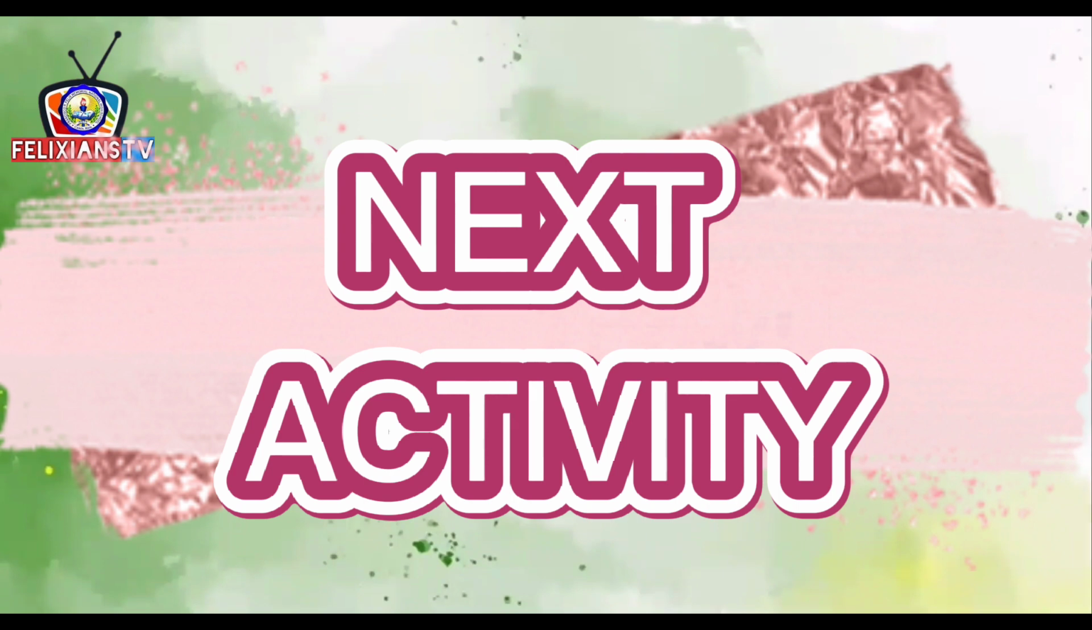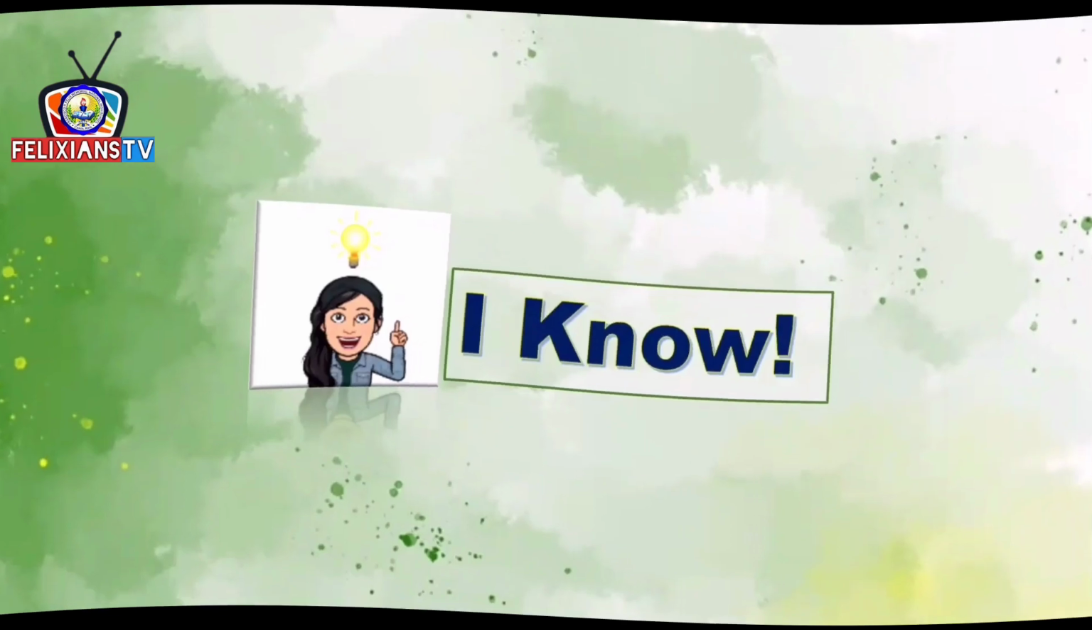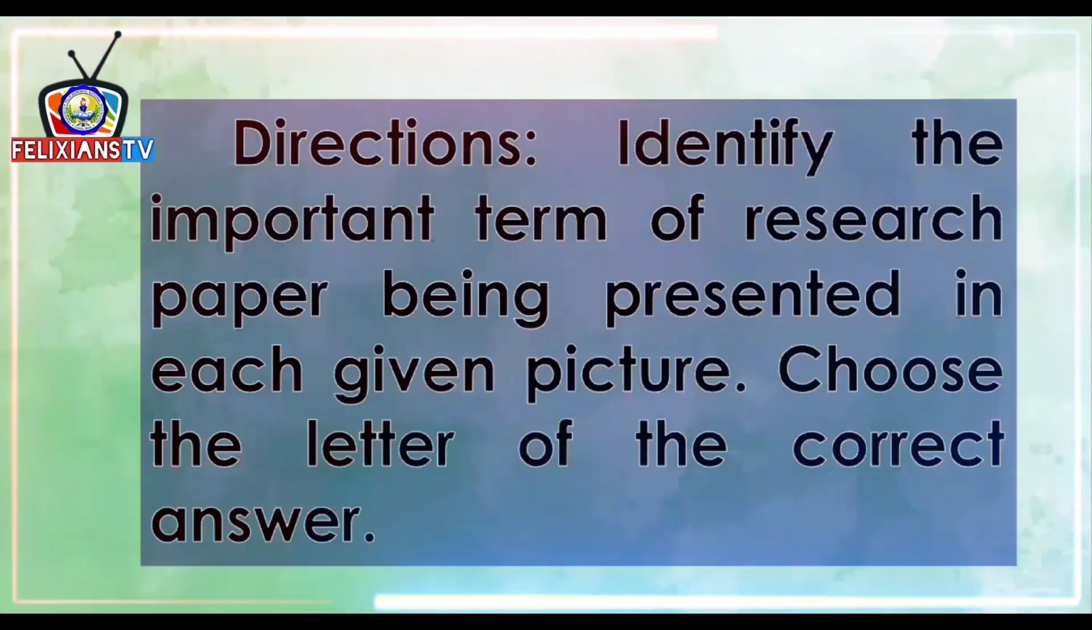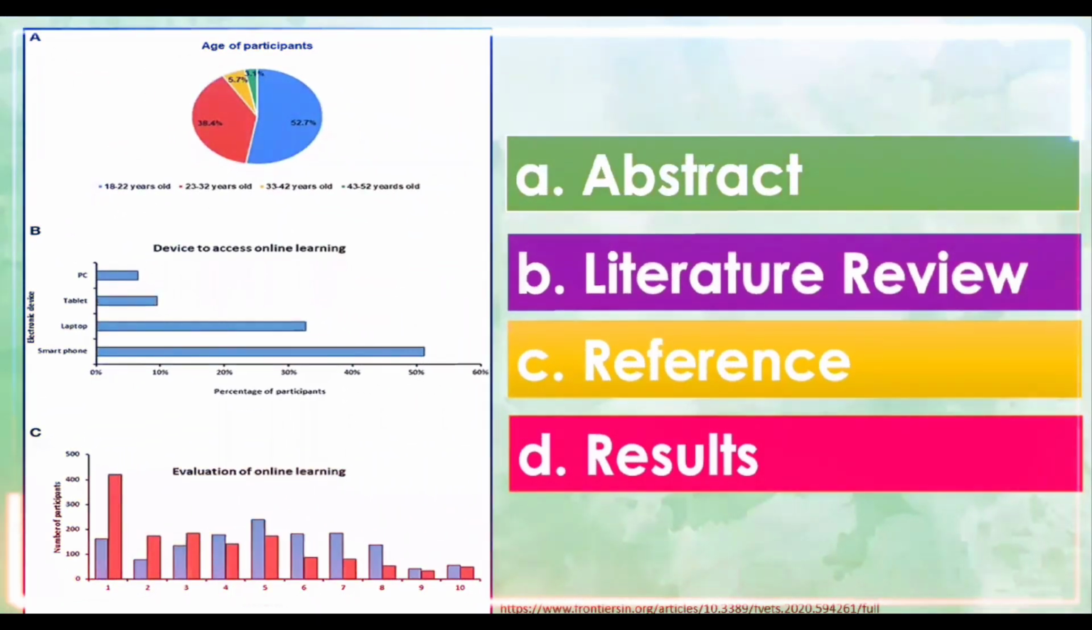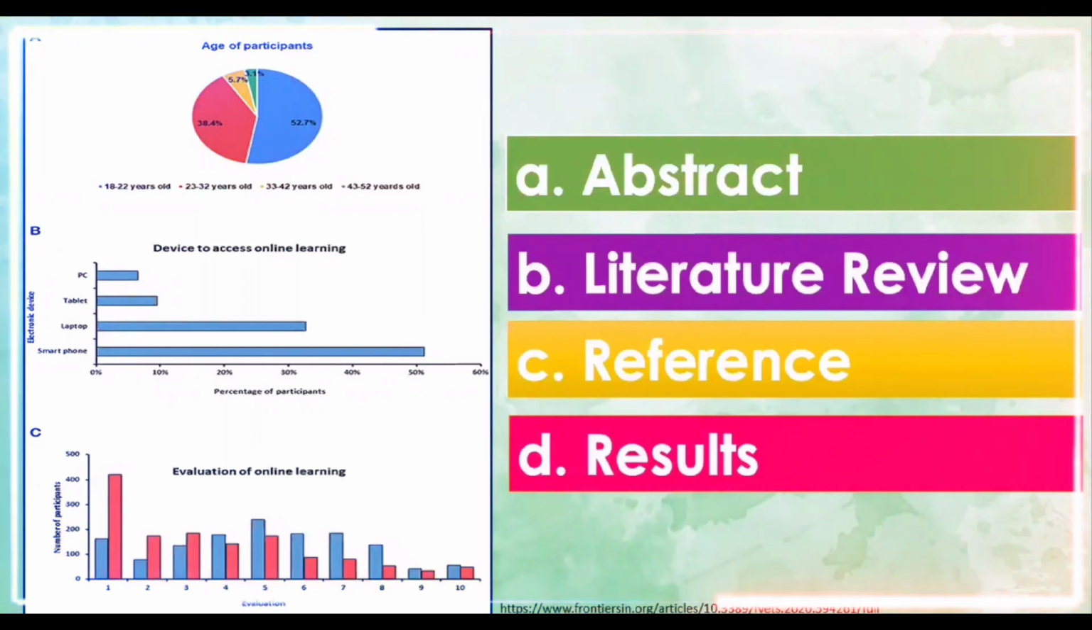Come and let's proceed to our next activity. This activity is entitled I Know. In this task, you have to identify the important term of research paper being presented in each given picture. Choose the letter of the correct answer. Number 1. This data is from the website of Frontiers, and this is an example of A. Abstract, B. Literature review, C. Reference, D. Results.